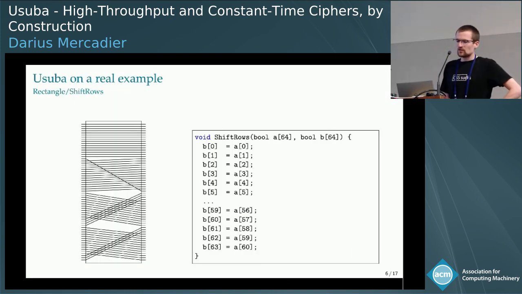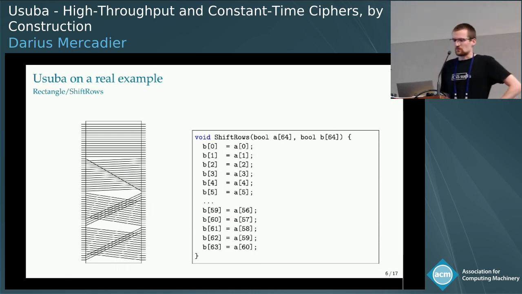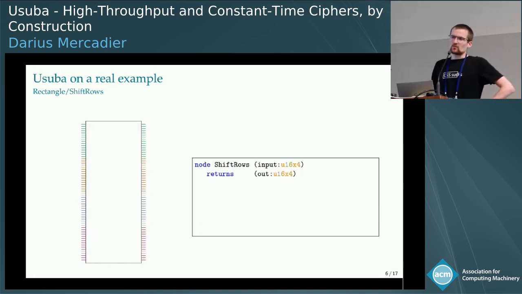Now let's have a look at ShiftRows, for instance. ShiftRows is a bit permutation from 64 bits to 64 bits. Since we are doing bit slicing, each of our bits is in a different register. So if you were to write a C implementation of ShiftRows, you would write a bunch of assignments, and that's it. However, in Usuba, you can notice that there is an underlying structure to the permutation, which you can exploit to make things easier to write.